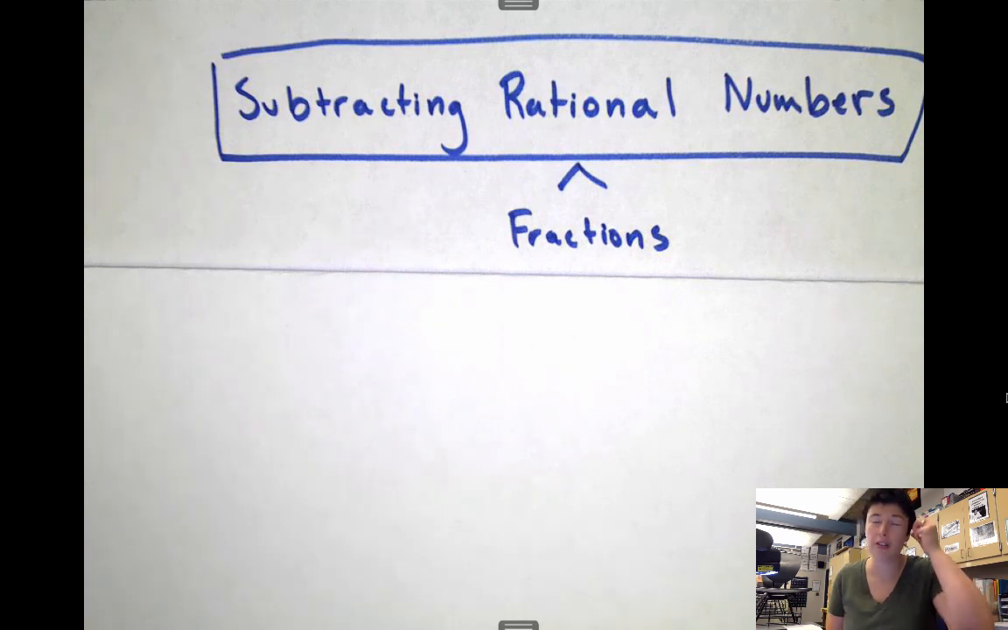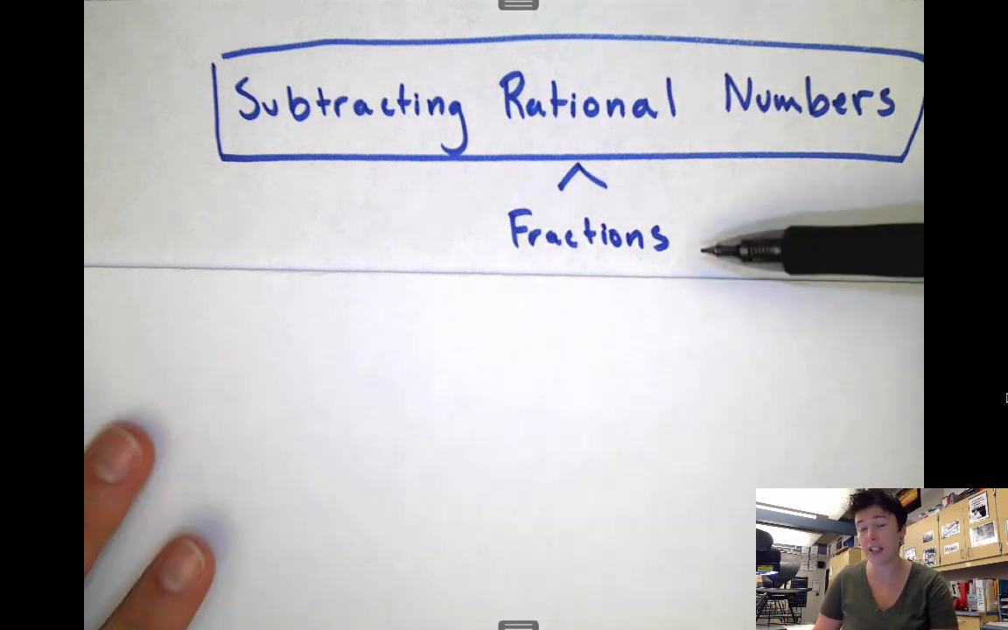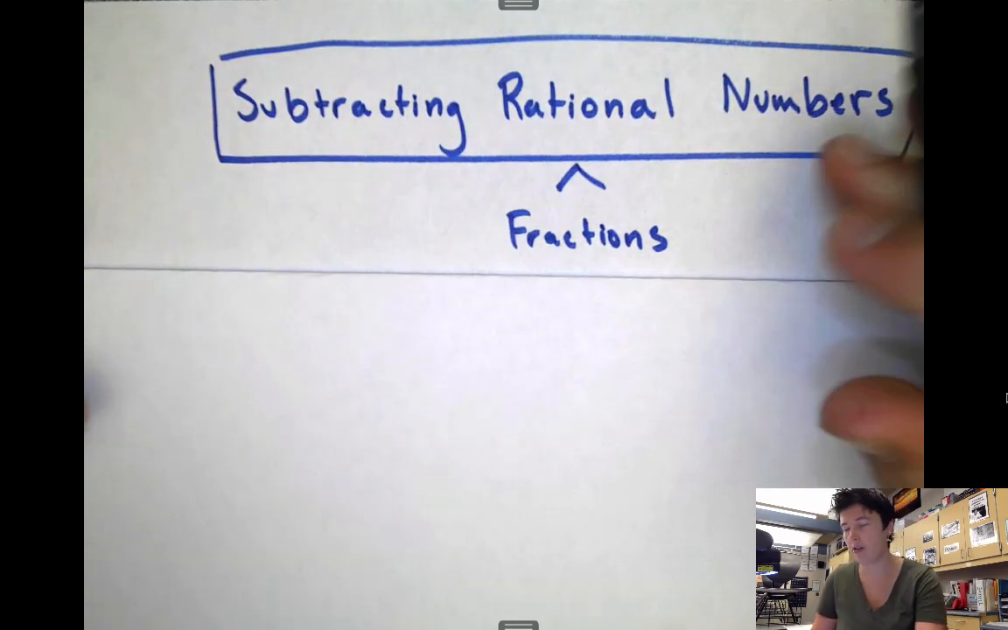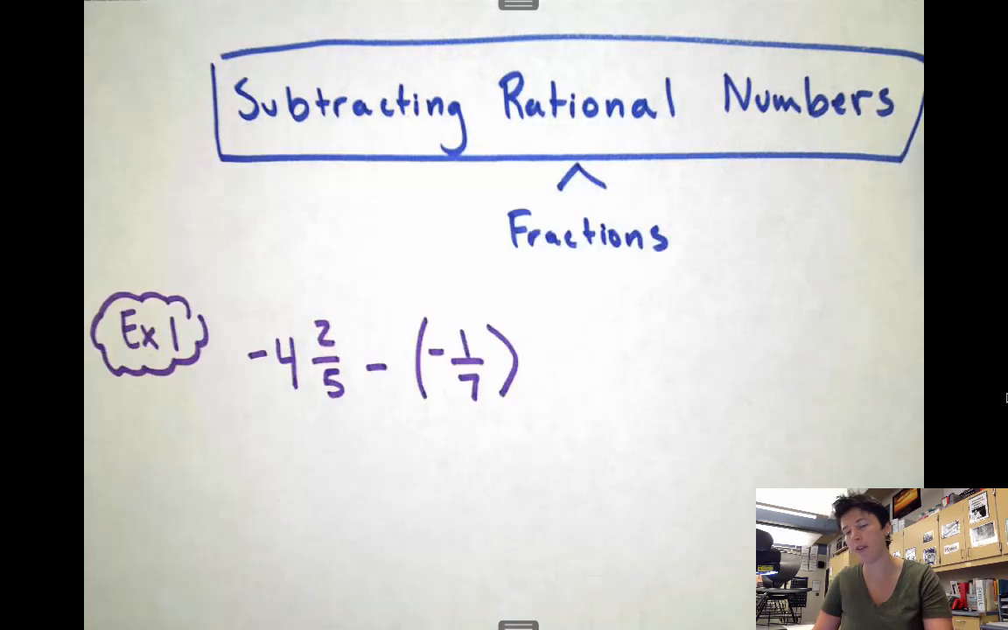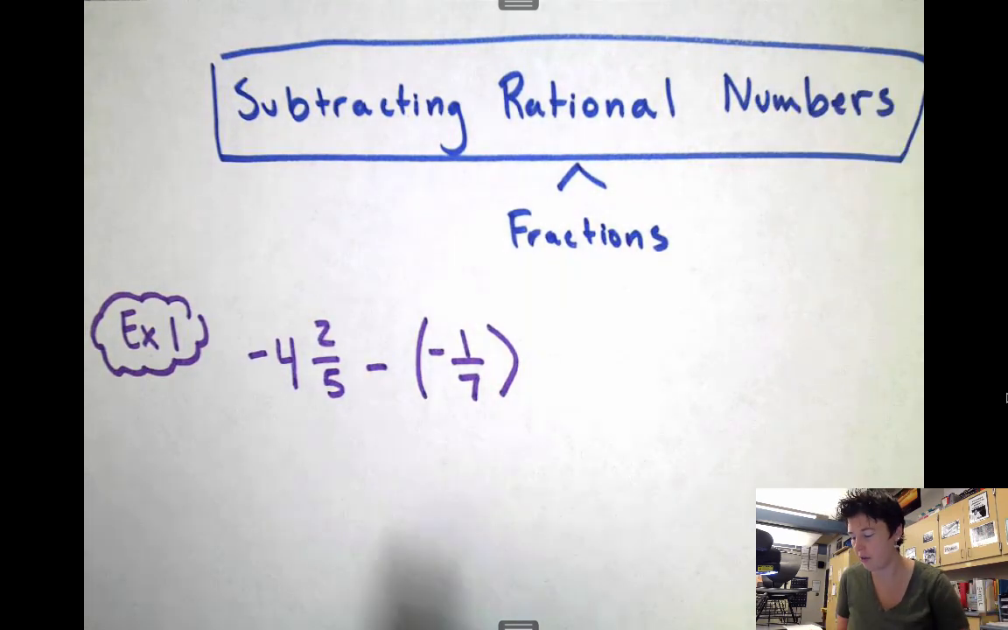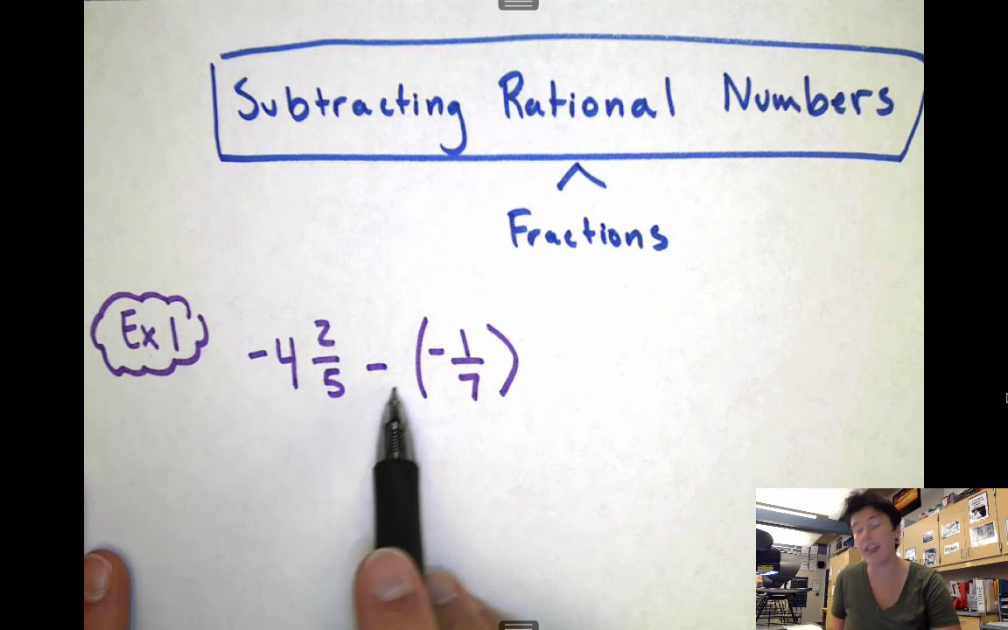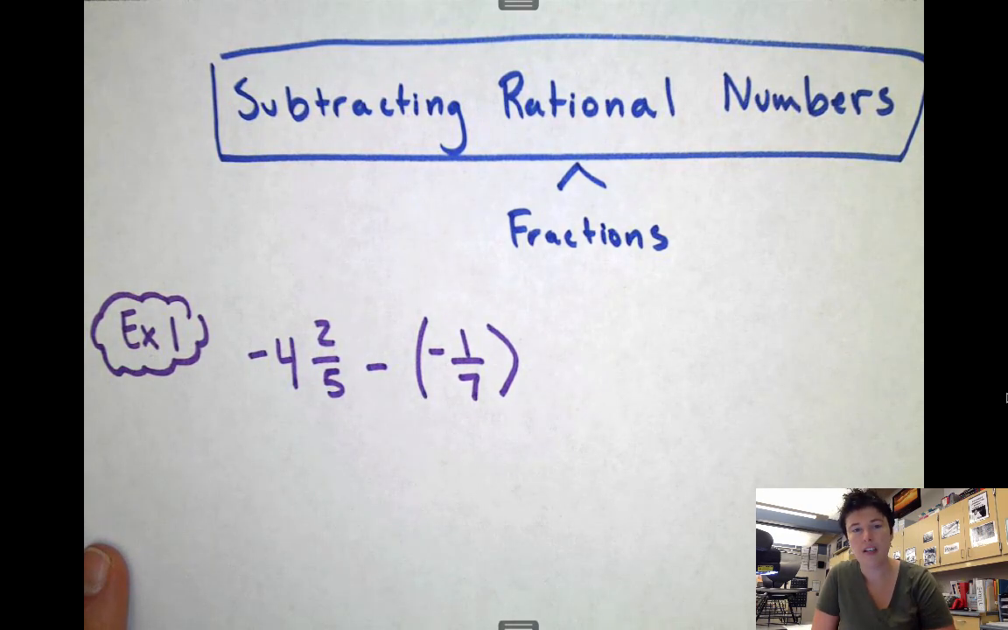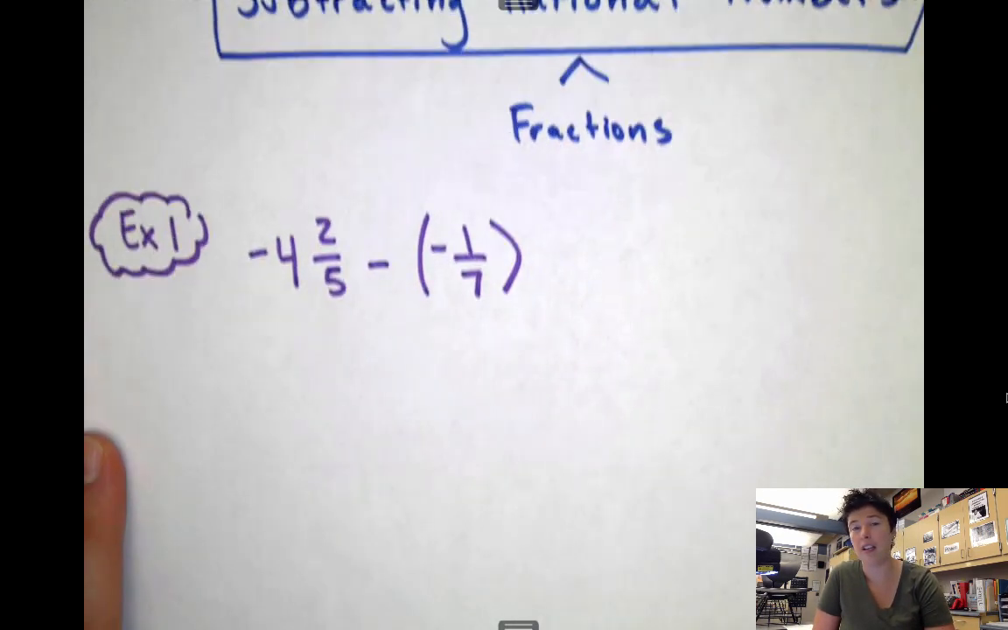And subtracting rational numbers is very similar to adding rational numbers. The focus in this video is on fractions in particular, and I'll show you the types of problems that we're doing today. So this is what I'm talking about, stuff like this. Negative 4 and 2 fifths minus negative 1 seventh.